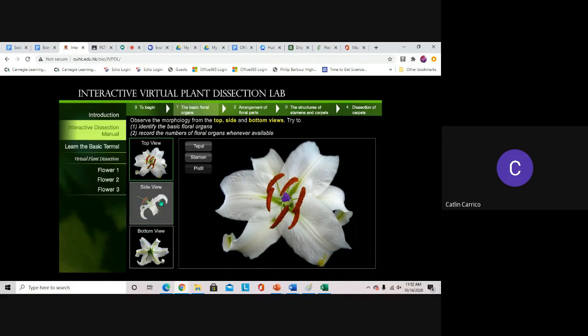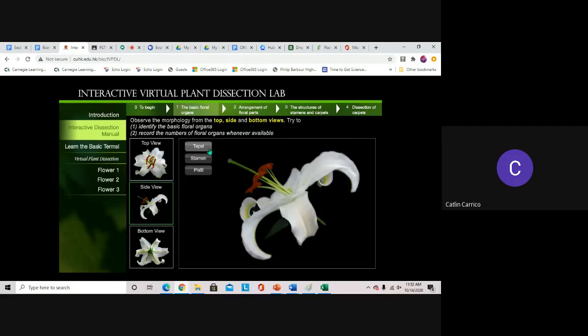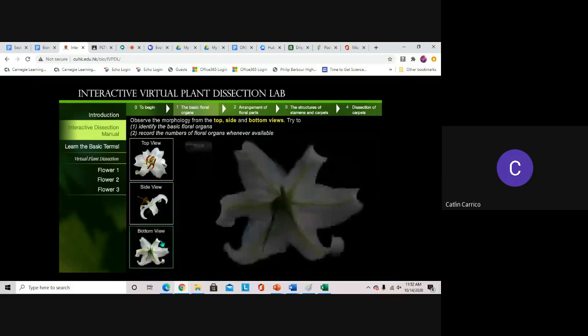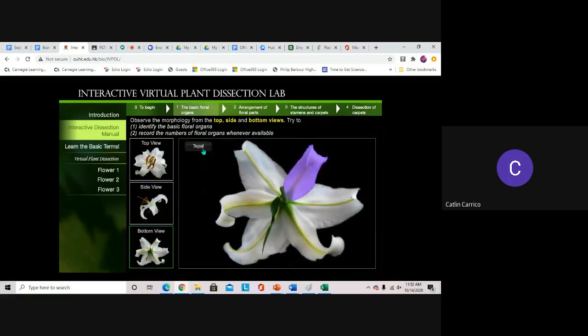If we were to look at that from the side view, we have the tepal, the stamen, and the pistil. Bottom view, we can see this tepal here. It's right here. You can see those early leaves that protected that flower while it's blooming. It's indistinguishable from the petal.